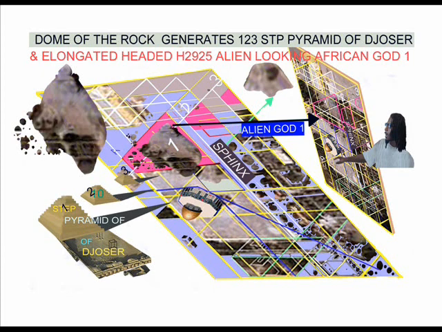Now you say, well, if we draw lines from the Dome of the Rock, or the El Aqsa Mosque, so the rectangular building that has a great dome, you draw lines from it, and it intersects with the rectangular enclosure, all right? Now, on my video, you're going to see this step pyramid of Djoser. You said, wait a minute. Well, if the Temple Mount is generating an elongated headed alien god one, next to, in the center of the first step pyramid of Djoser image.